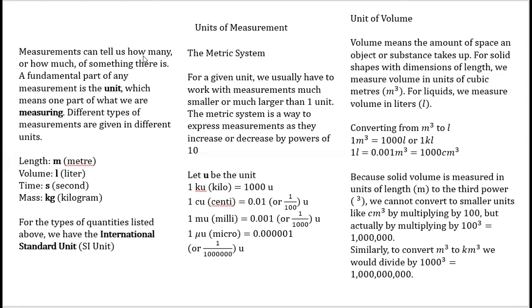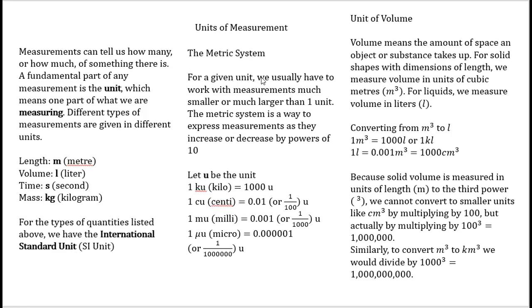Now, measurements can tell us how many or how much of something there is. A fundamental part of any measurement is the unit, which means one part of what we are measuring. Different types of measurements are given in different units. So we have length, such as meter, volume, such as the liter, time, seconds, and mass, kilogram. For the types of quantities listed above, we have the international standard unit, and we have the unit of measurement, the metric system.